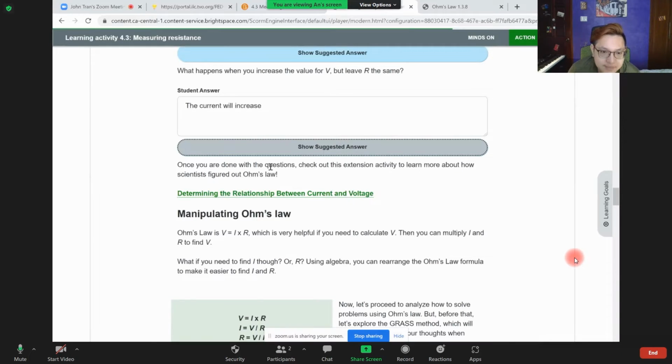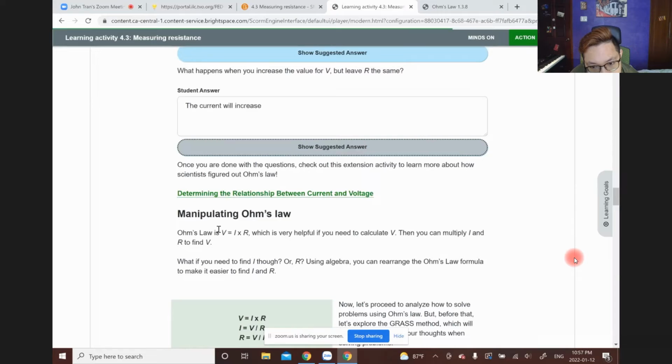Okay, let's continue. Manipulating Ohm's law. Ohm's law is V equal I times R, which is very helpful if you need to calculate V. Then you can multiply I and R to find V.